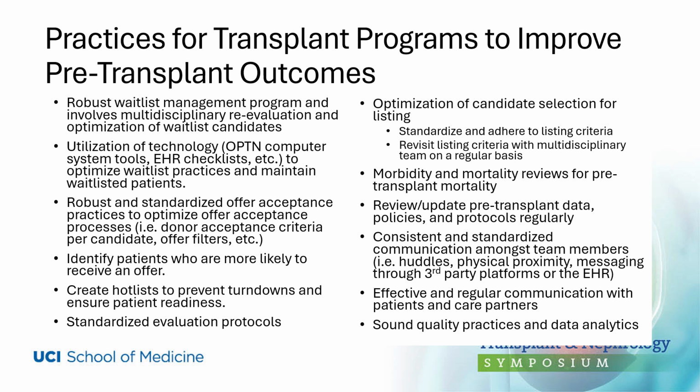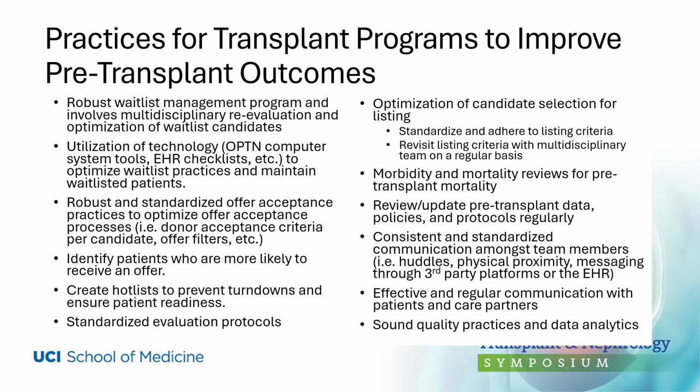Now that we've discussed the pre-transplant mortality rate ratio at length, I thought it was important in the last few minutes of this presentation to discuss practices for transplant programs as well as care partners to help improve pre-transplant outcomes. For transplant programs, it's important that they have robust waitlist management and involve the multidisciplinary team in the reevaluation and optimization of waitlist candidates. It's also important for transplant programs to utilize technology, such as the OPTN computer system tools, EHR checklists, in order to optimize waitlist practices and maintain the waitlist patients.